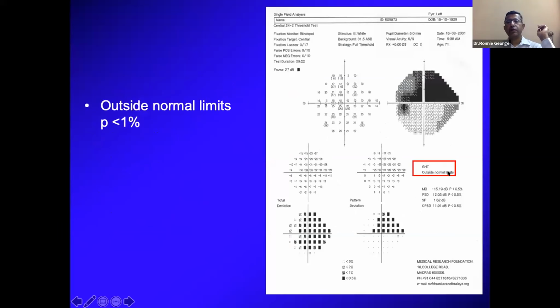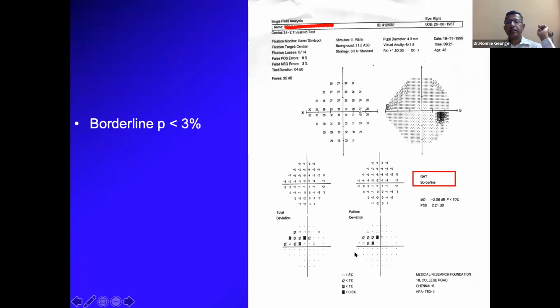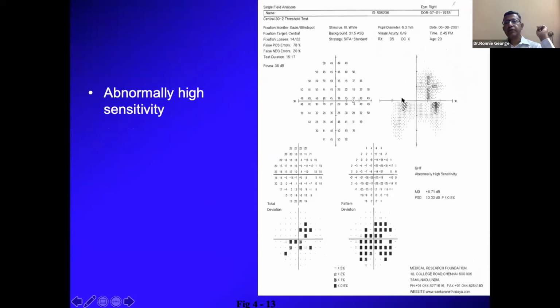On glaucoma hemifield test, it is outside normal limits, and you can see the entire visual field is very significantly depressed in the superior hemifield. The inferior hemifield is nearly normal. Borderline, here you can see just a few points in the superior hemifield are affected, while the inferior hemifield is normal, and this is what a borderline would look like. And this is the same example that I gave you before, where you can see these white scotomas where abnormally high sensitivity is there, and the glaucoma hemifield test will tell you that there is abnormally high sensitivity.